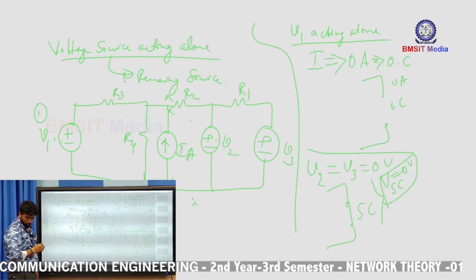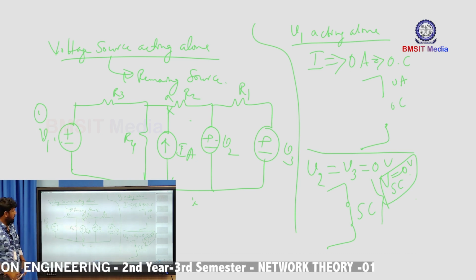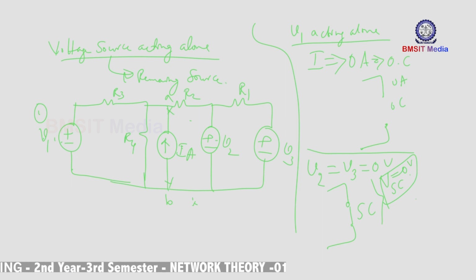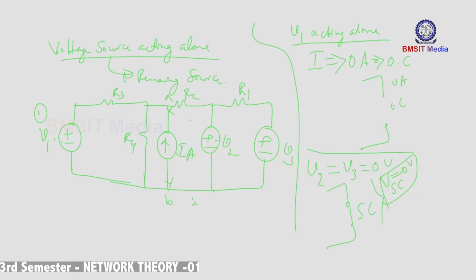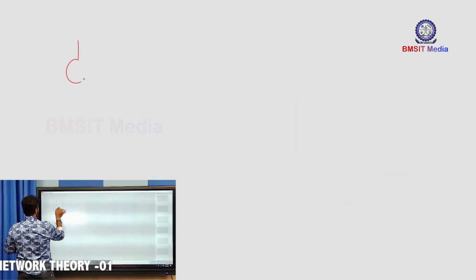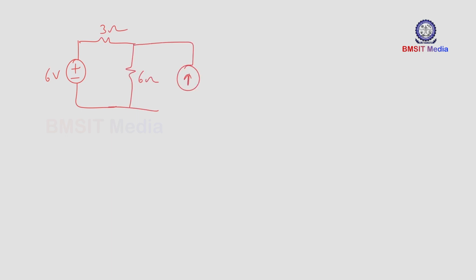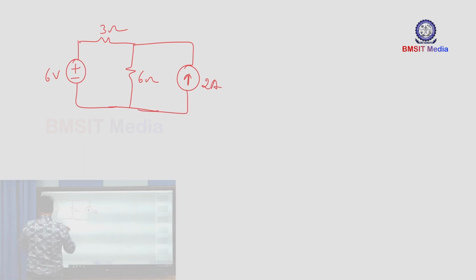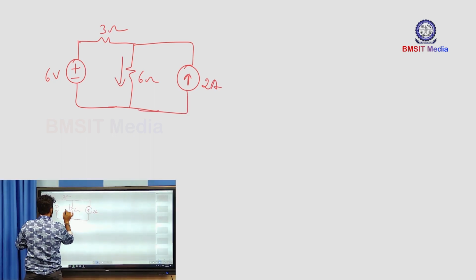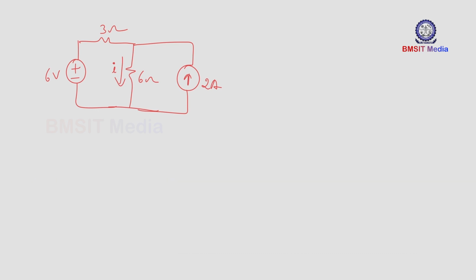So now let us move into numericals related to SPT, so you will better understand the significance of the theorem. Now this is a network here. We have a 6 volt battery, a 3 ohm resistance and a 6 ohm resistance here, and this is a 2 ampere current source. The question is to find the current flowing through the 6 ohm resistance using SPT.